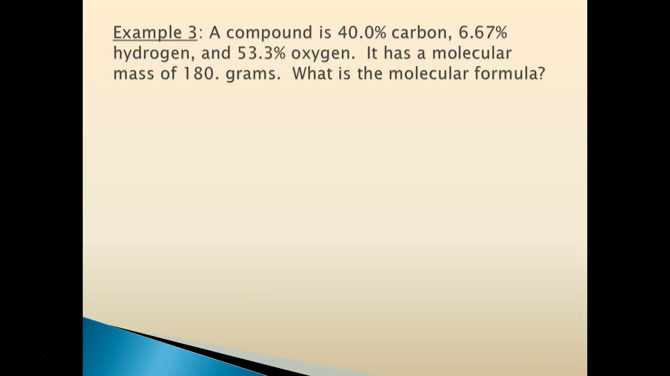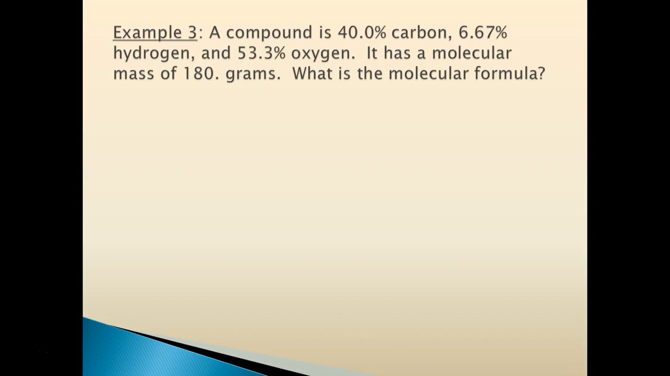All right. This problem says the compound is 40% carbon, 6.67% hydrogen, and 53.3% oxygen. It has a molecular mass of 180 grams. What is the molecular formula? Okay, so if we look at this problem, we're not given any specific amounts of the compound. All we're given is percentages. And we know that a group of percentages will always add up to 100. So I can assume that I have 100 grams of this compound.